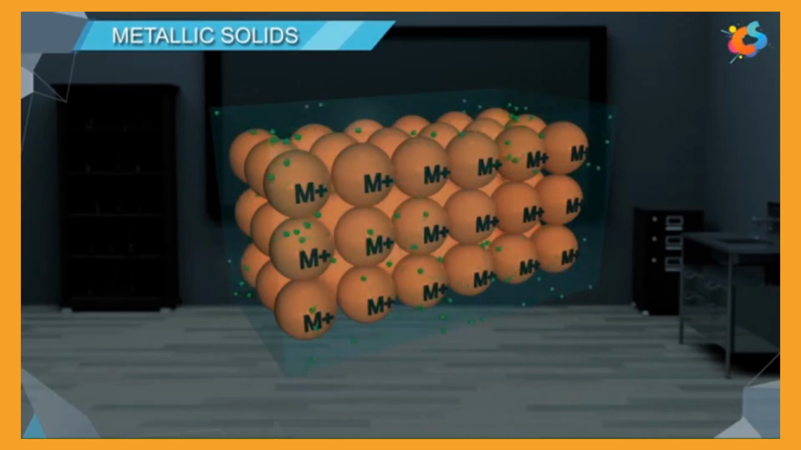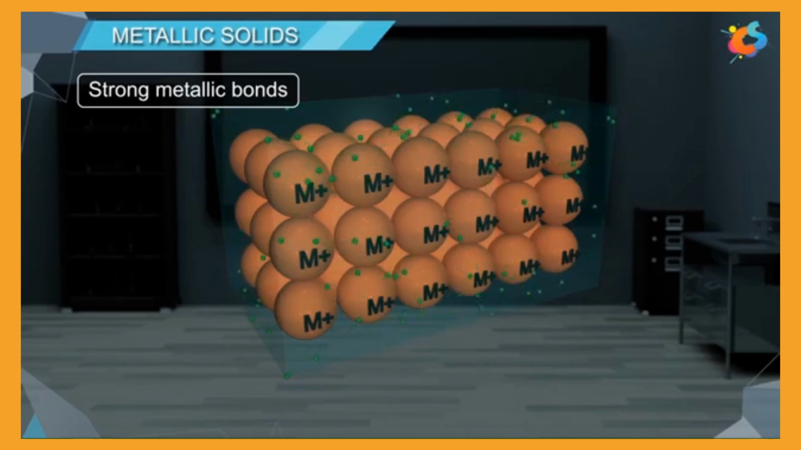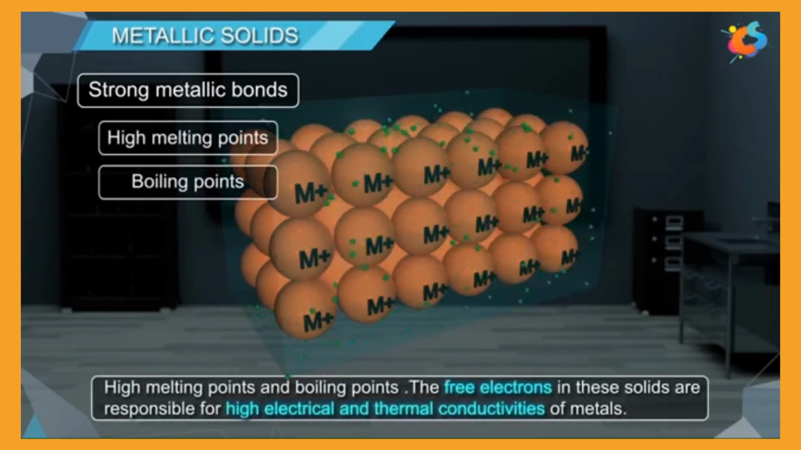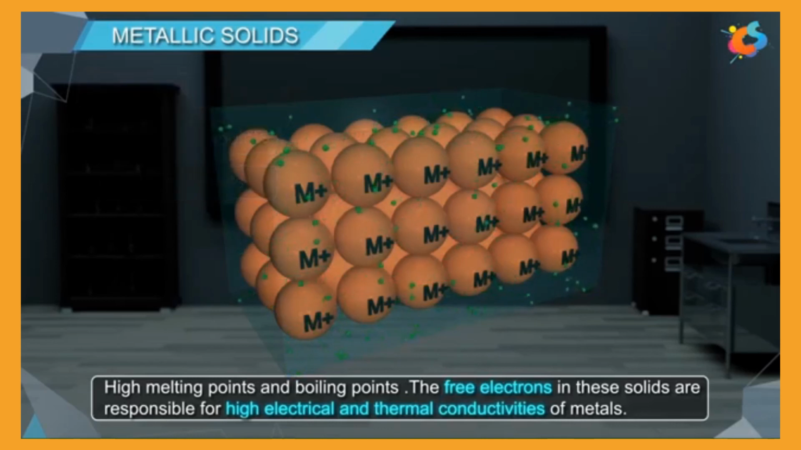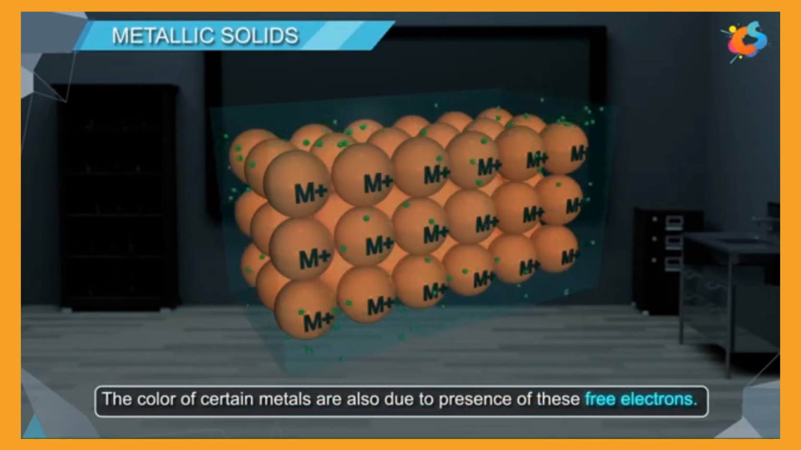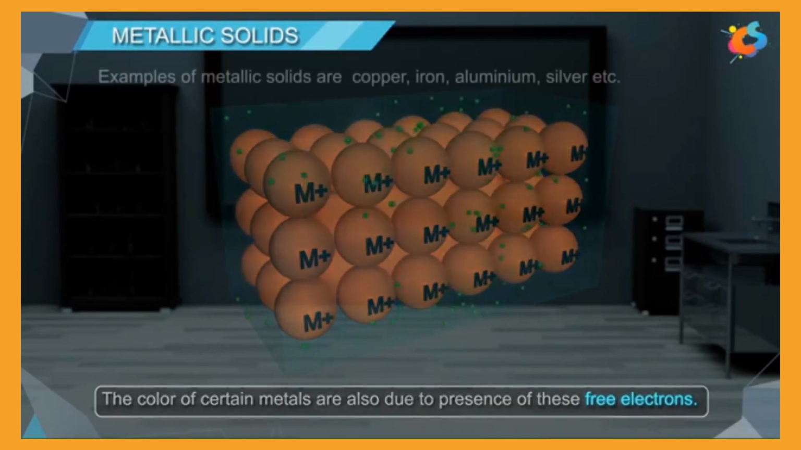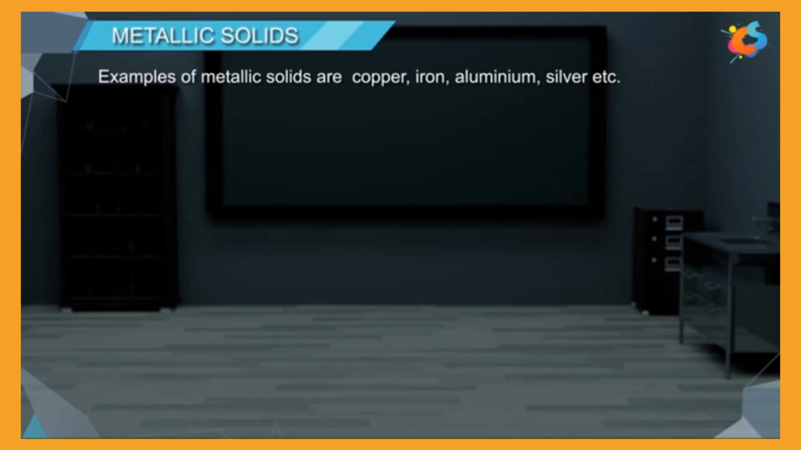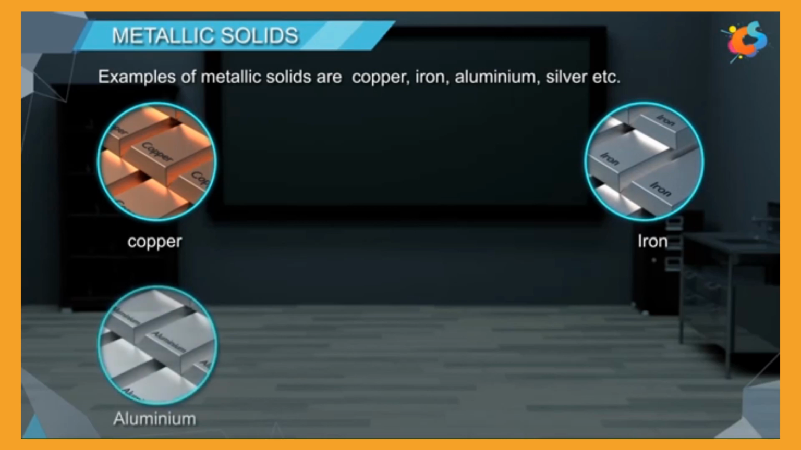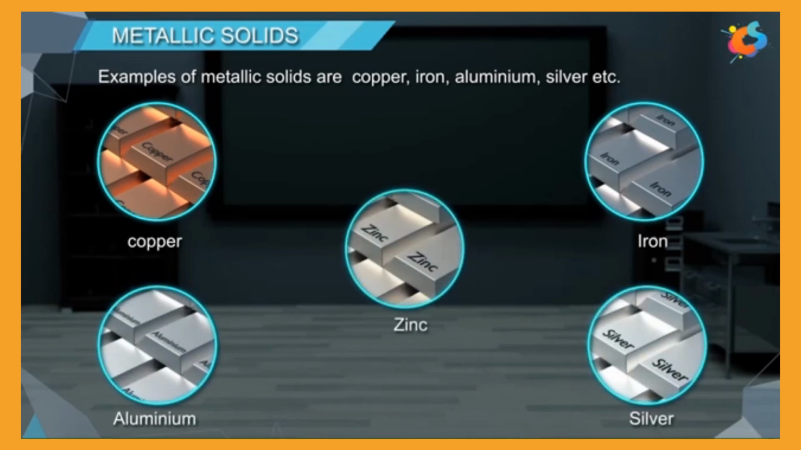Due to the presence of strong metallic bonds, metallic solids have high melting points and boiling points. The free electrons in these solids are responsible for the high electrical and thermal conductivities of metals. In fact, the color of certain metals is also due to the presence of these free electrons. Some examples of metallic solids are copper, iron, aluminium, silver, etc.